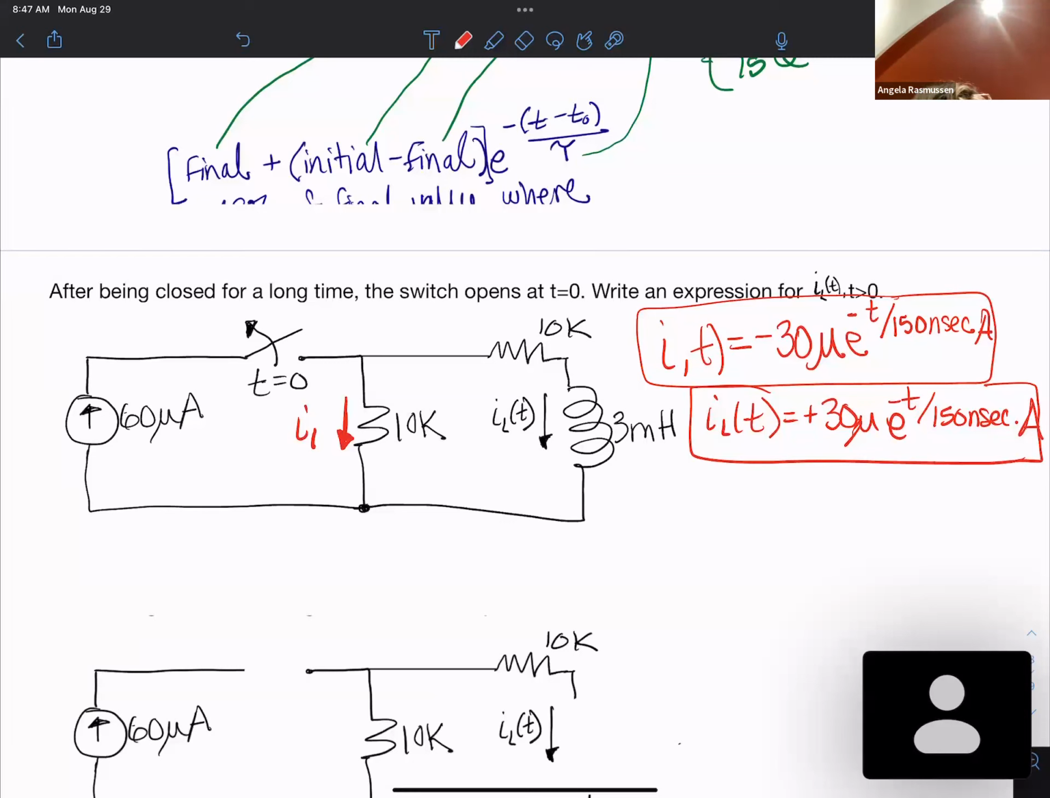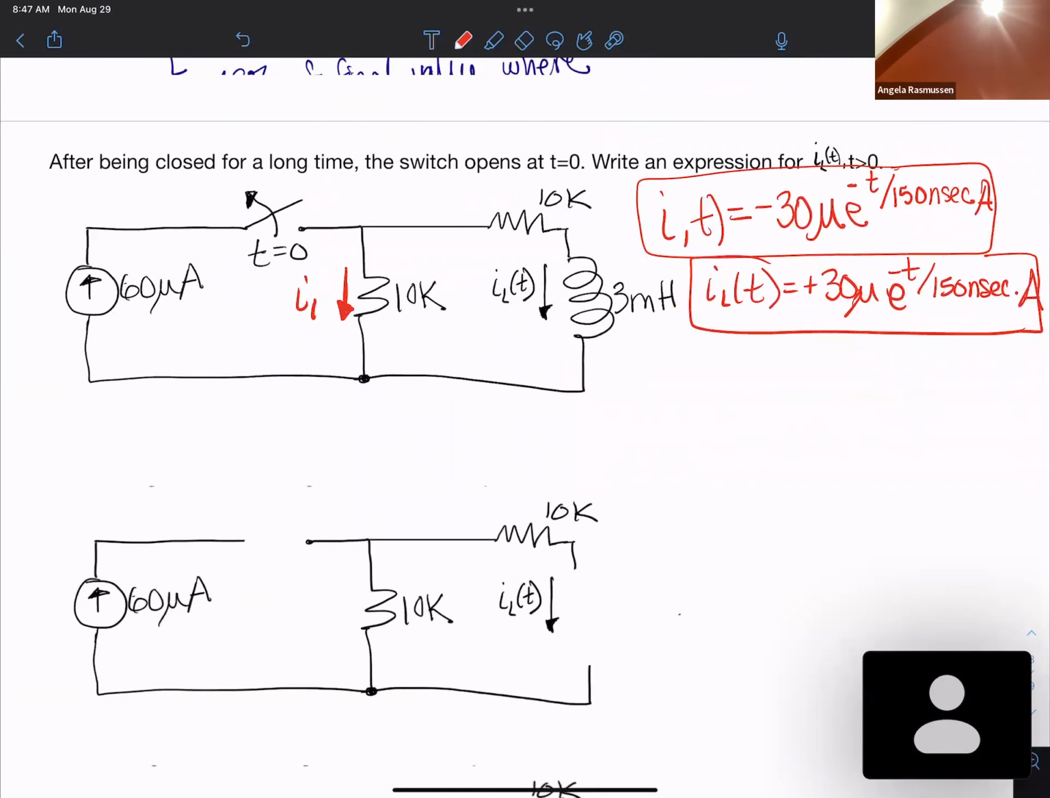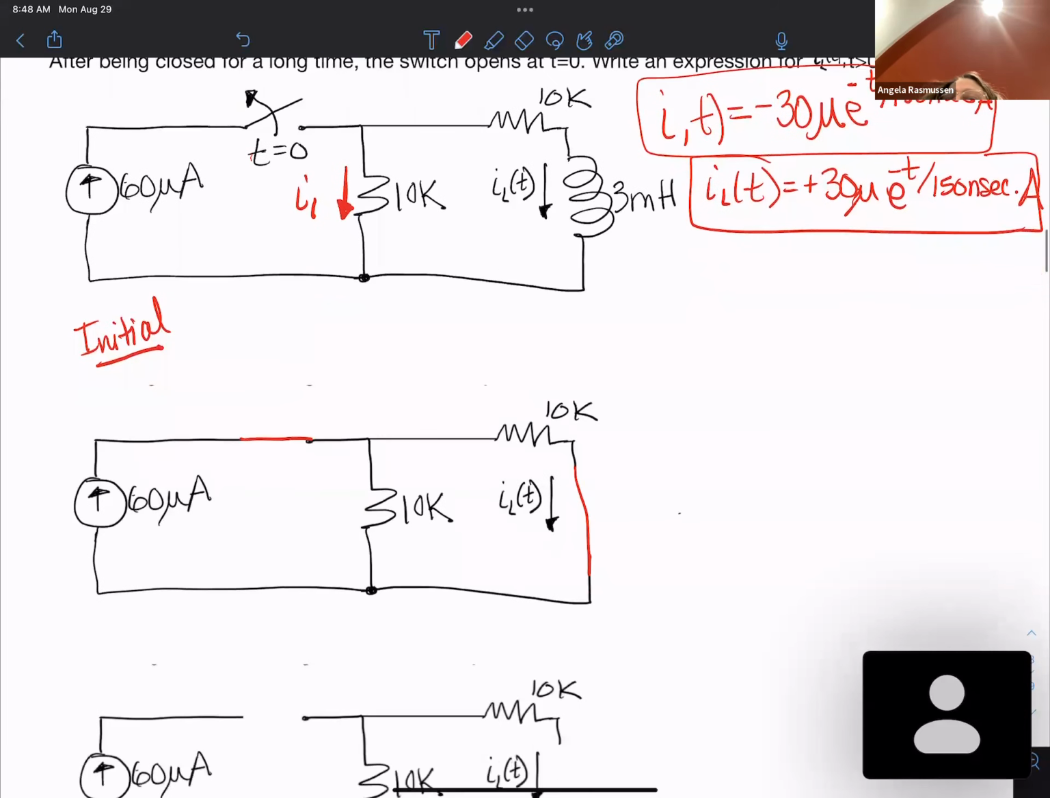All right, so this is the IL of T. To find this, the first step is to find that initial. With the initial, it's right before the switch happens. So that is going to be a closed wire here, and this is sitting in a long time, so that becomes a closed wire. So then you analyze this circuit.